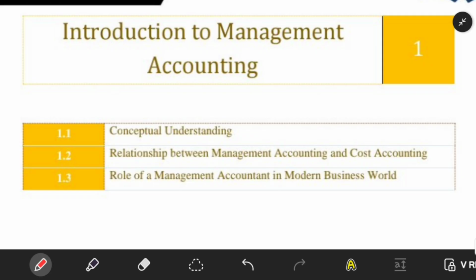Today we are starting with a new subject, management accounting, which is a part of the group 2 syllabus. From that subject we are going to begin with the first chapter, which is introduction to management accounting. We will be covering this in a very simple and understandable way, so don't worry if you are hearing these terms for the first time.